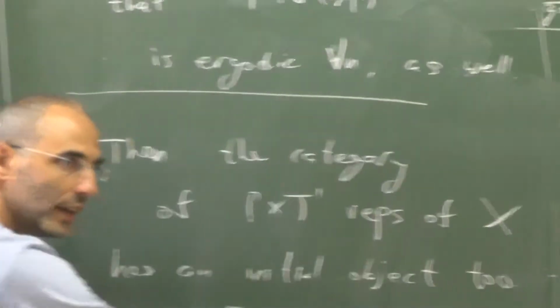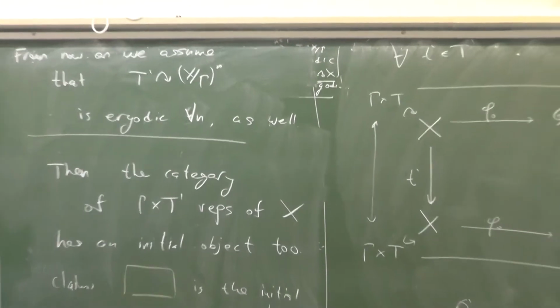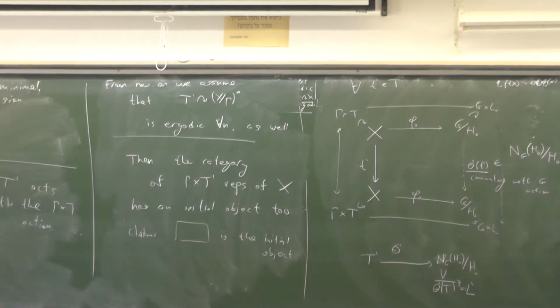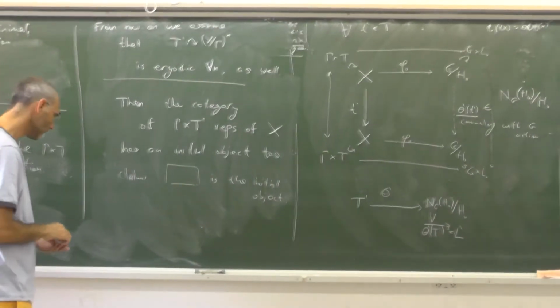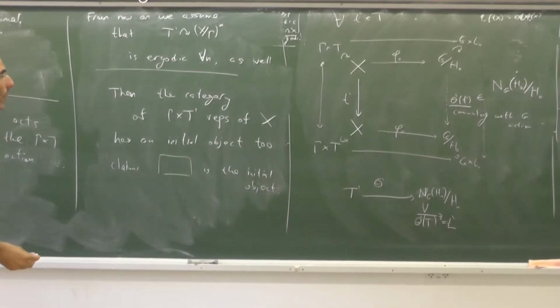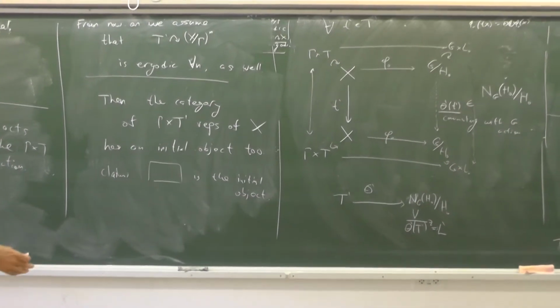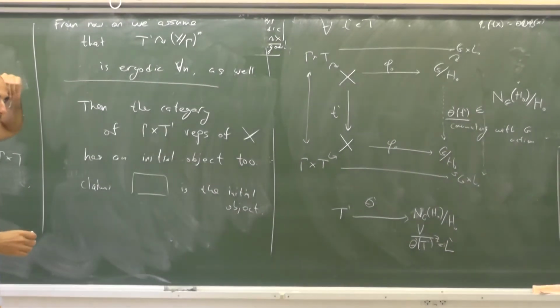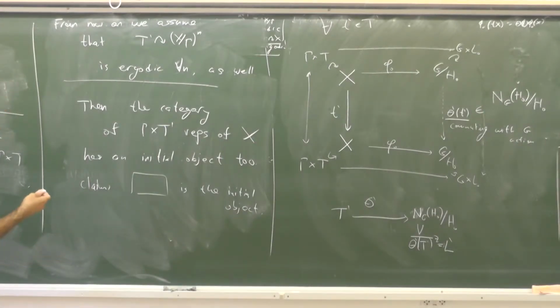Each object is not unique, but the theorem is homomorphic, so this is a model for my initial object. This is the same. So how do you prove it? Basically by inverting the role of T and T prime.